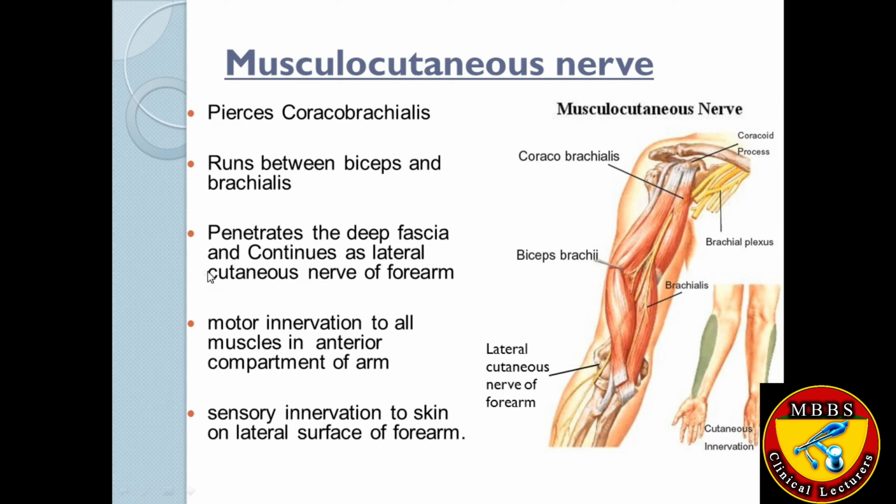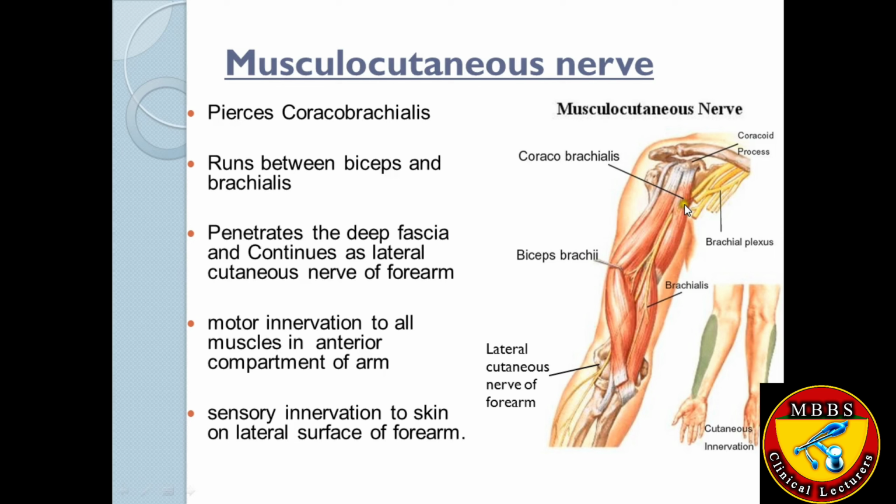The first and the most important nerve of this compartment is the musculocutaneous nerve. The musculocutaneous nerve arises from the brachial plexus. Look into the figure again. It is piercing the coracobrachialis muscle. Now it is an important MCQ point. The question is, which muscle is penetrated or pierced by the musculocutaneous nerve?